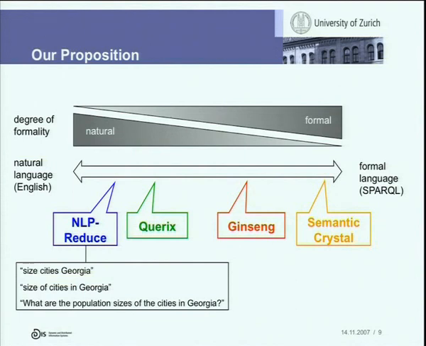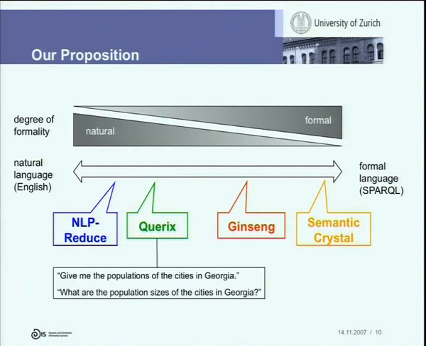The next system over is called Querix because it actually expected correct English sentences. So it was parsed with an NLP parser, the Stanford parser. And I'm going to explain how each of the systems works in the next few slides. This is just to give you an overview. So here you'd have to enter things like, give me the population sizes of cities in Georgia. Or what are the population sizes of cities in Georgia? Here you need full sentences. Otherwise, Querix would come back and say, sorry, it does not compute.